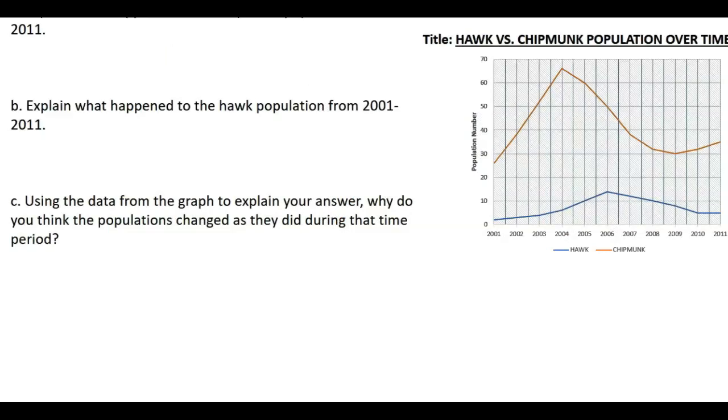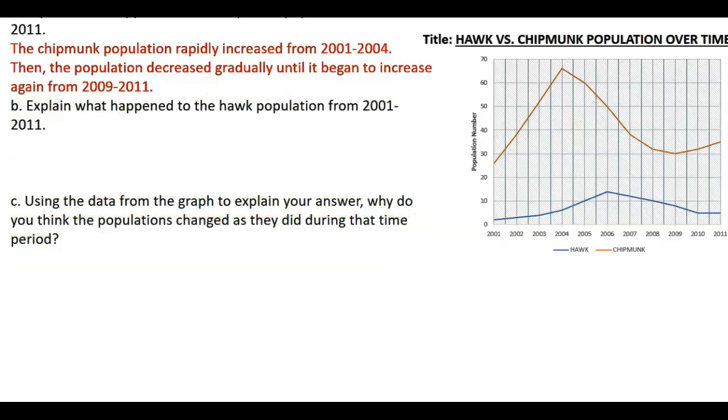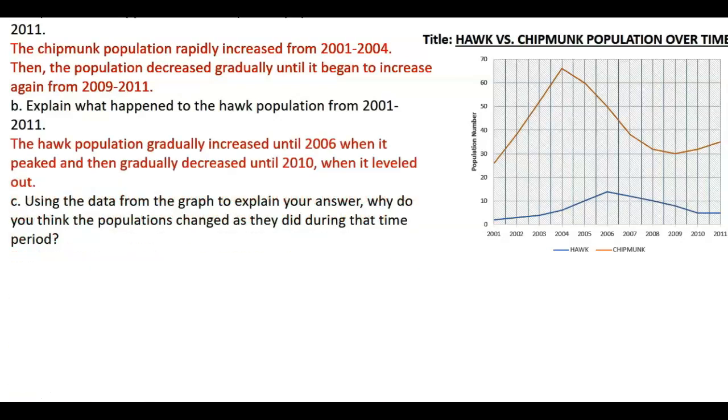Question A, explain what happened to the chipmunk population from 2001 to 2011. The chipmunk population rapidly increased from 2001 to 2004. Then the population gradually decreased until it began to increase again from 2009 to 2011. B, explain what happened to the hawk population from 2001 to 2011. The hawk population gradually increased until 2006 when it peaked, and then gradually decreased until 2010 when it leveled out.